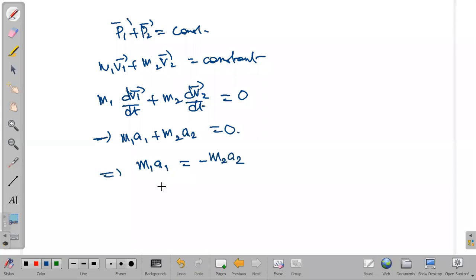So that means m1a1 is, by the force formula, F1, and F1 is equal to minus F2. Right? From the law of conservation of linear momentum, what we derived is that action force is equal to reaction force. Newton's third law is derived from the law of conservation of linear momentum.